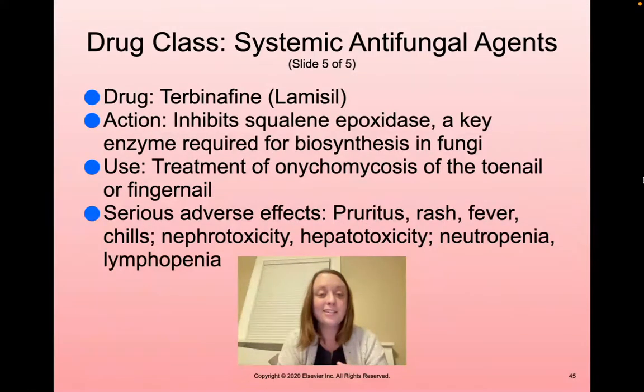Terbinafine or Lamisil is our last systemic antifungal agent we're going to look at today. It works by inhibiting squalene epoxidase, which is a key enzyme required for biosynthesis in fungi. It's used to treat onychomycosis of the toenail or the fingernail. And some serious adverse effects that can come with it are pruritus, rash, fever, chills, nephrotoxicity, hepatotoxicity, even neutropenia and lymphopenia.